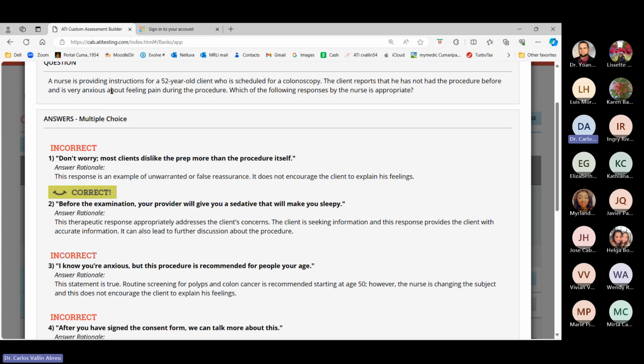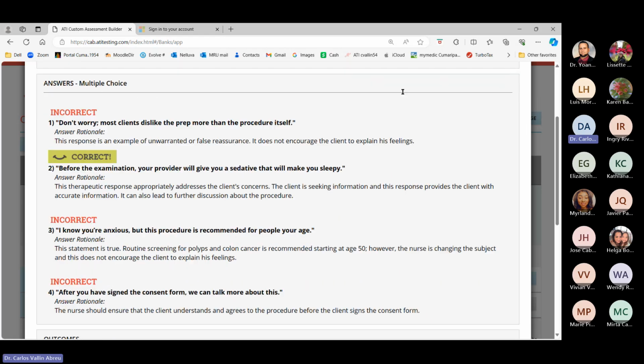A nurse is providing instruction to a 52-year-old client who is scheduled for a colonoscopy. The client reported that he has not had the procedure before and is very anxious about feeling pain during the procedure. He is afraid of pain. It's like me. He's a coward for pain. Which of the following responses by the nurse is appropriate?